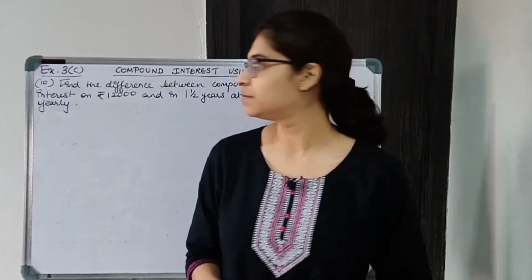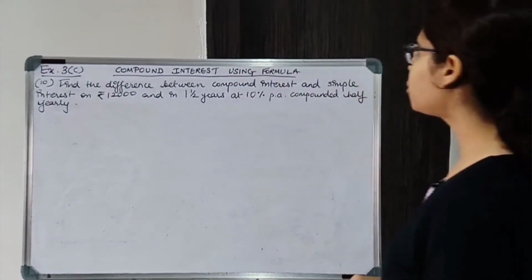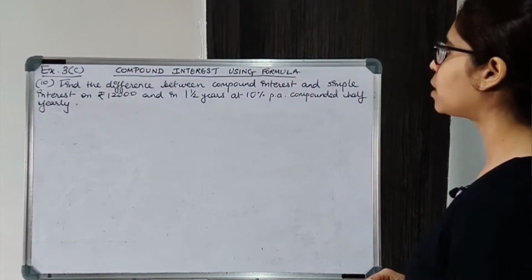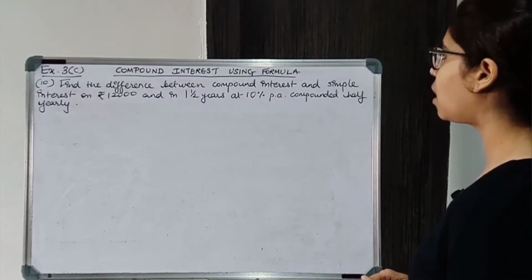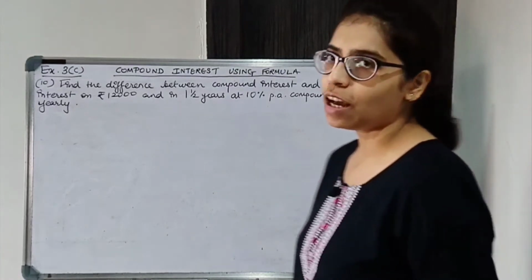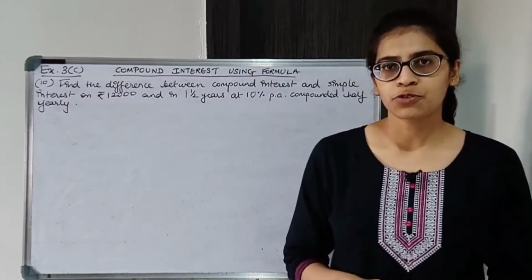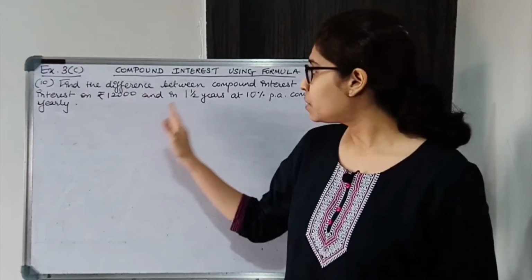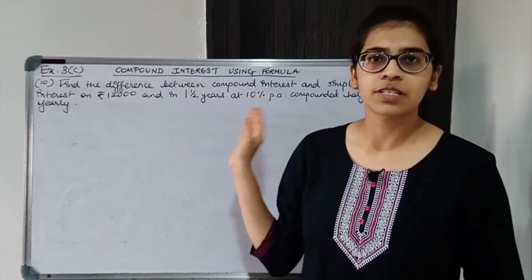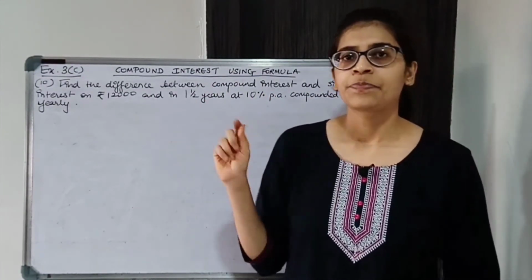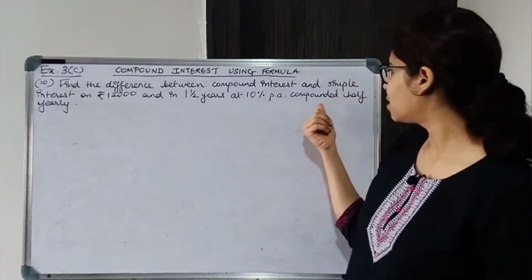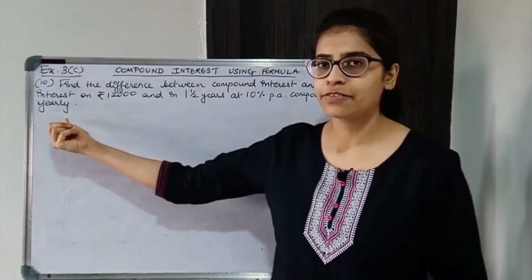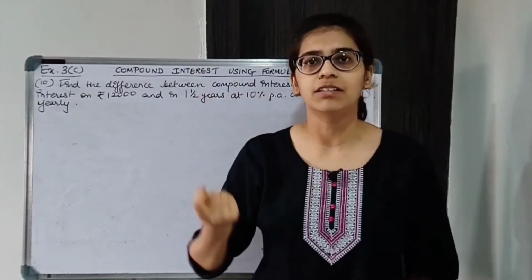Question number 10. Find the difference between compound interest and simple interest on rupees 12,000 in 1.5 years at 10% per annum compounded half yearly. Now we have to find compound interest and simple interest again. The principal, the number of years and the rate of interest are the same for both. Now this sum is similar to the previous one. The only difference is here the interest is compounded half yearly, in the previous one it was compounded yearly.